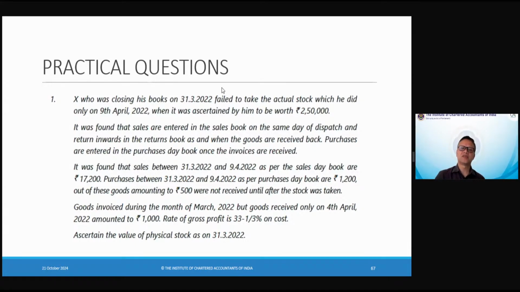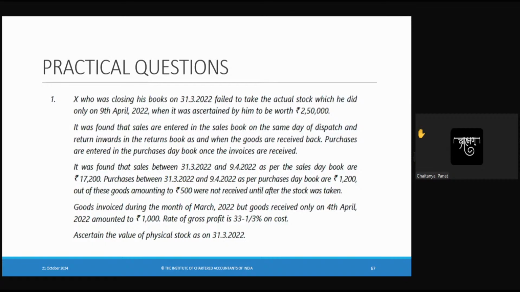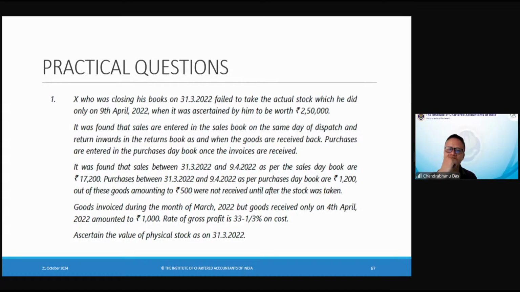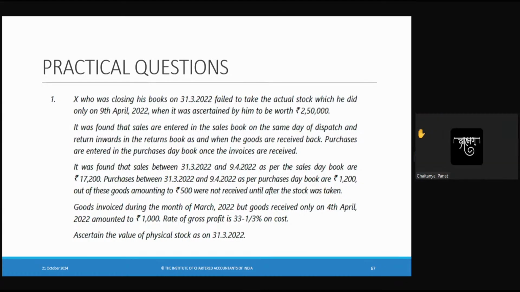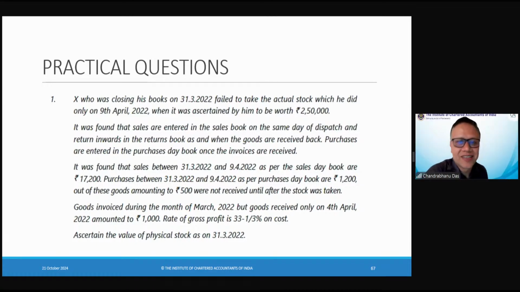Yes, Chaitanya. Because this is a very crucial thing whenever you're attending the question. First, you have to know whether you have to calculate the opening stock or the closing stock. Closing stock is given, fifty thousand, and we have to find the opening stock. You can find just the opening stock.